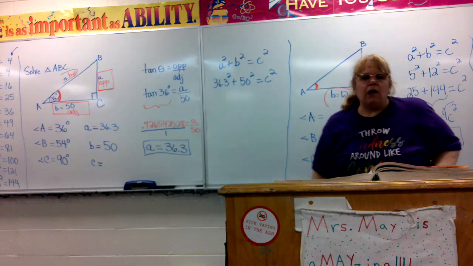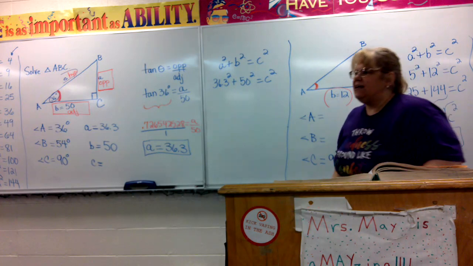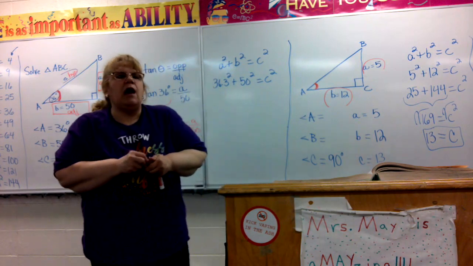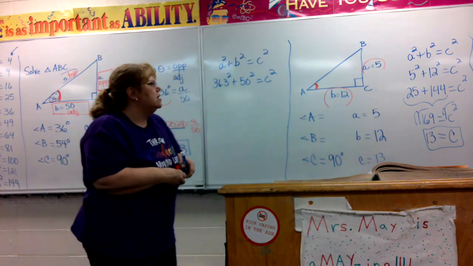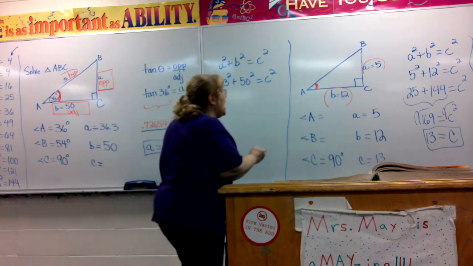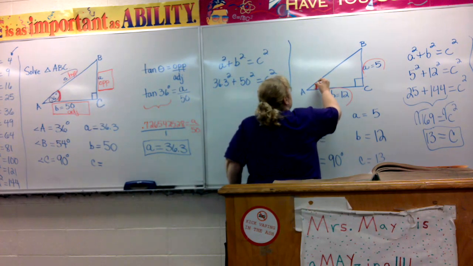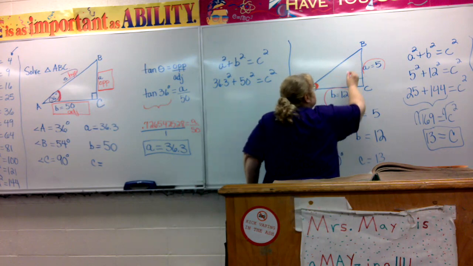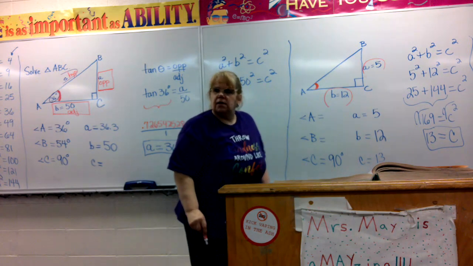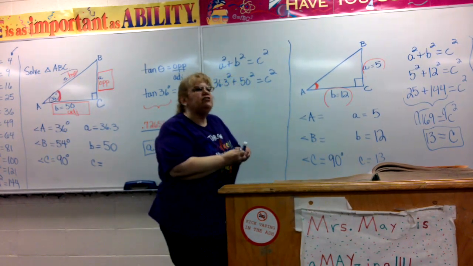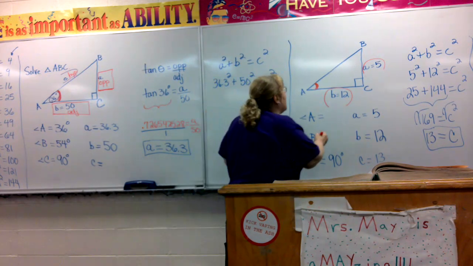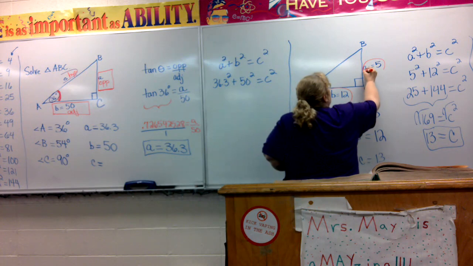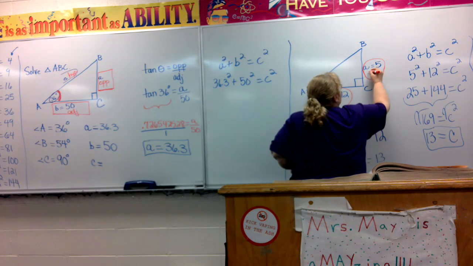Now we need to find one of those other angles. I like to start with this one down here. I don't know why. This one up here seems way up there. So what are we going to do? We're going to label the sides according to this angle. What's this one?